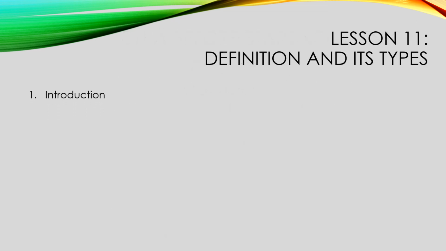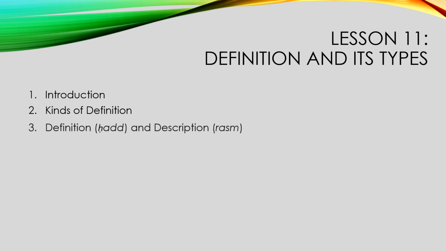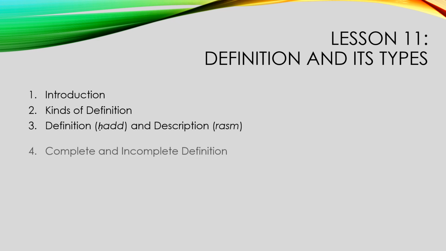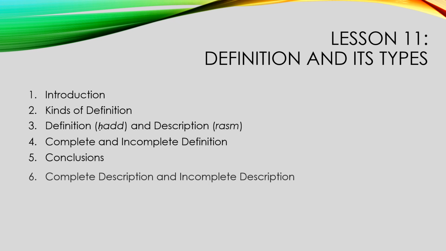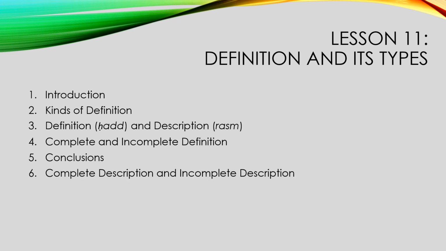So in this lesson about definition and its types, after making an introduction, we will deal with the kinds of definition and description, complete and incomplete definition, and we will make a short conclusion, and then complete description and incomplete description, and then the corresponding conclusions that we are going to make.